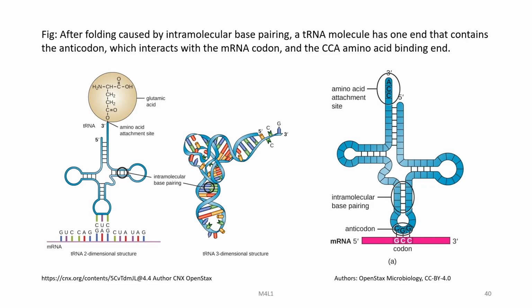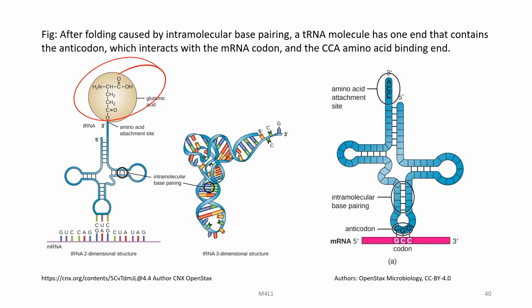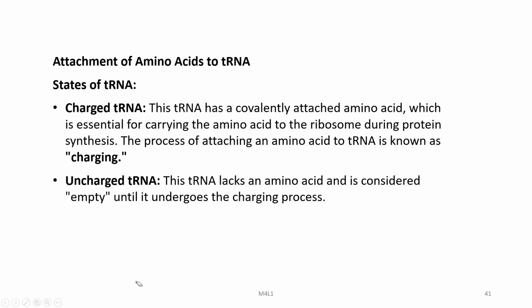molecules. After folding caused by intramolecular base pairing, a tRNA molecule has one end that contains the anticodon, which interacts with the mRNA codon, and the CCA amino acid binding end. Attachment of amino acids to tRNA: how do these amino acids get loaded onto a tRNA molecule?